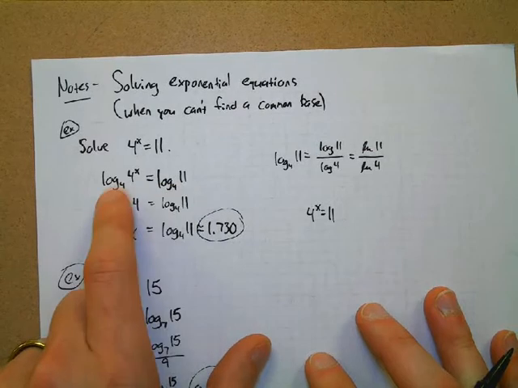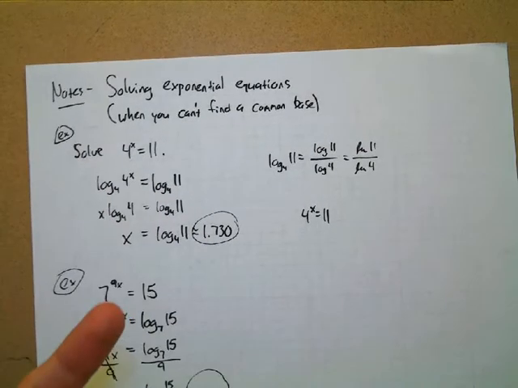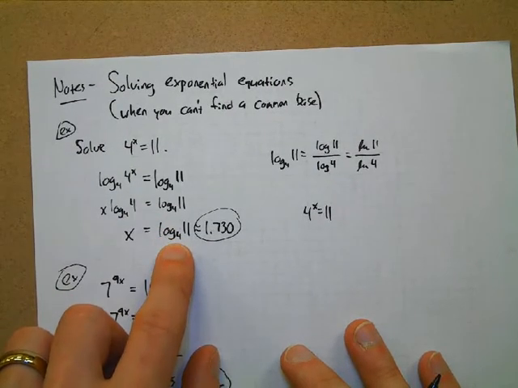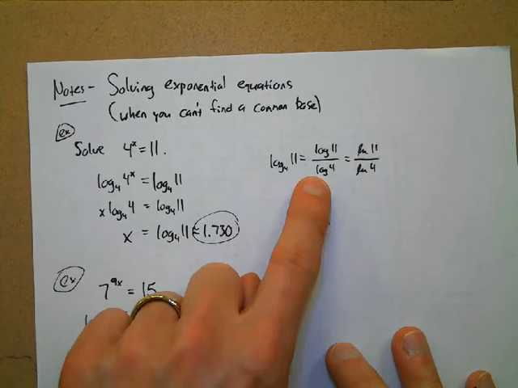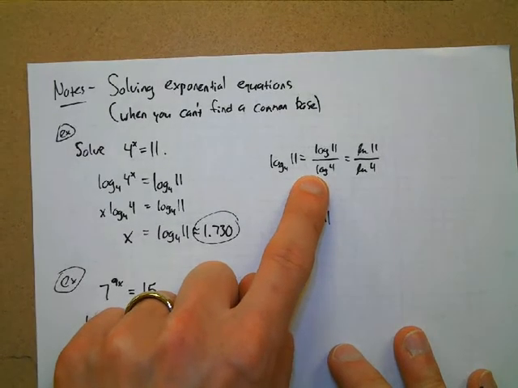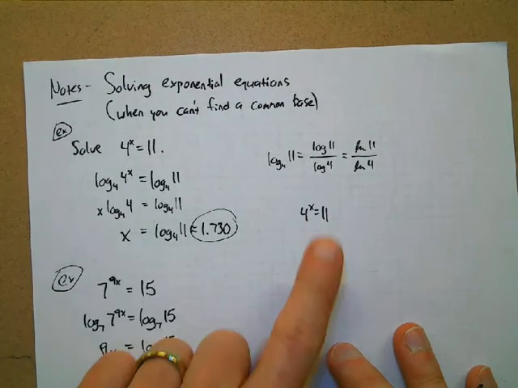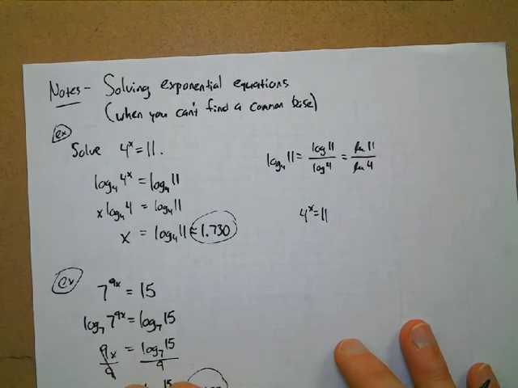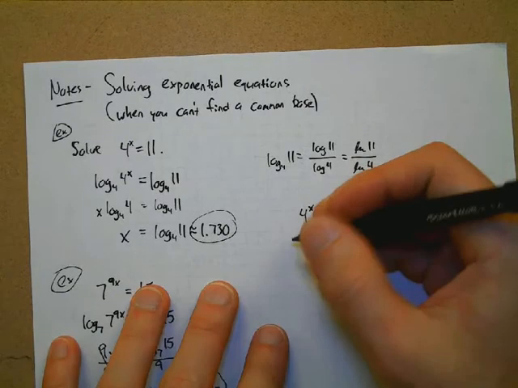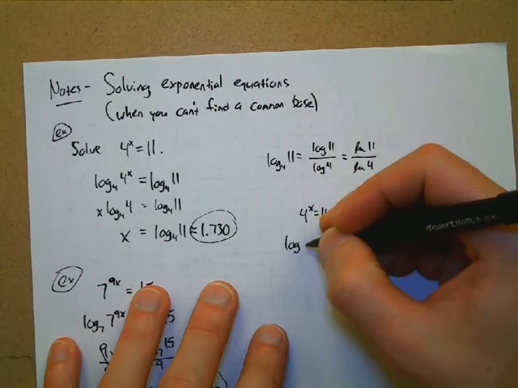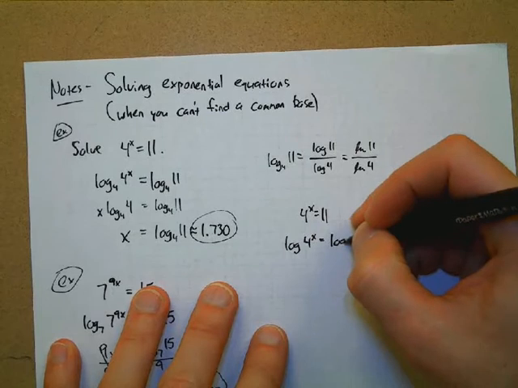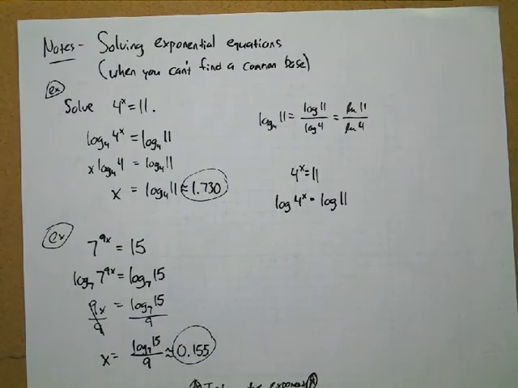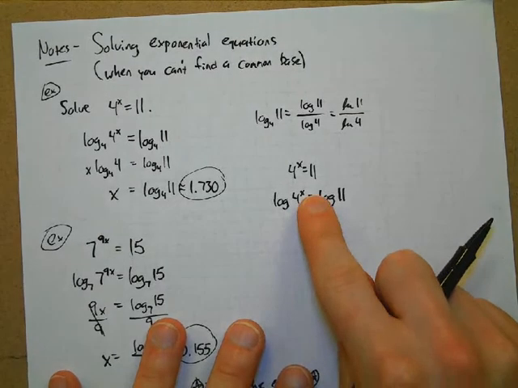So let me just try it with a normal log, which is log base 10, of both sides here. Now, log of 4 to the x does not straight up cancel out, but x is still my exponent here. So what can I do with this x? By using the properties, I'm allowed to bring that x out front, even though the bases don't match. And now I have x times log 4, and it equals log 11.